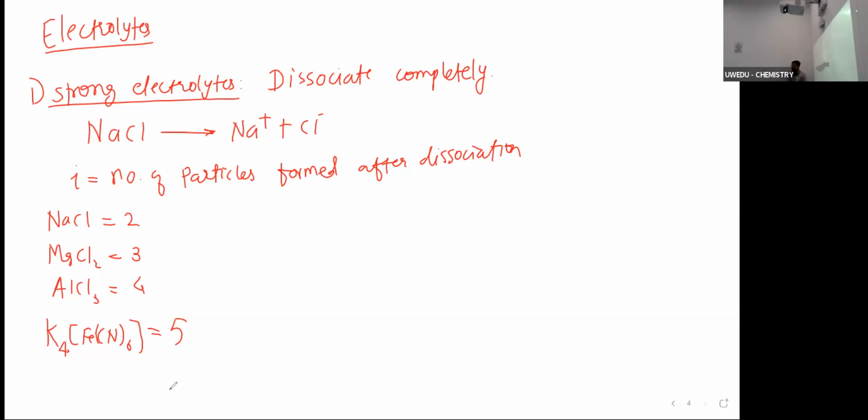Clear? So here for strong electrolytes the i value is very easy. Number of particles equals i. So it is very easy to calculate the i value for strong electrolytes, but for weak electrolytes it is quite difficult. Also you see this equation: NaCl becomes Na plus and Cl minus. Initially it is 1 molar, so this is 0, 0. After some time, when it dissociates, NaCl becomes 0 and this is 1 molar formed.